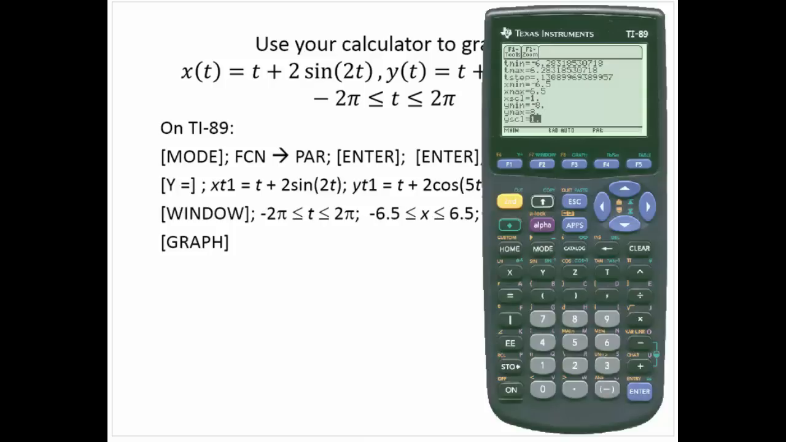So notice this is a little bit different than your standard window. You also have to give it a range for the parameter, and then a window for the actual screen. All right, I'll hit the graph button, and we get this fancy looking curve. Like I said, this would have been very difficult to plot by hand.